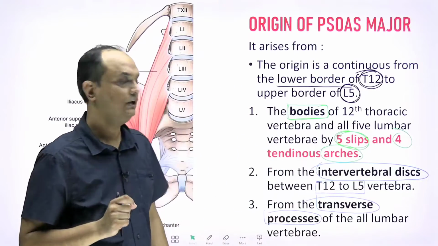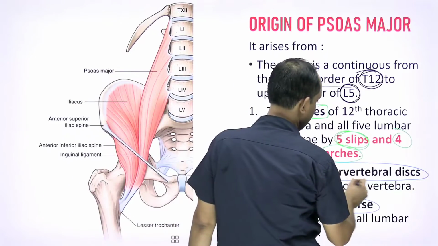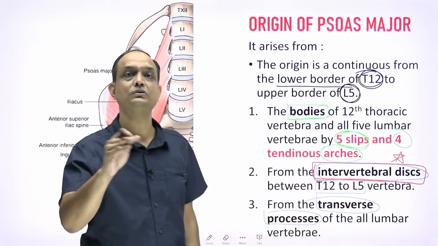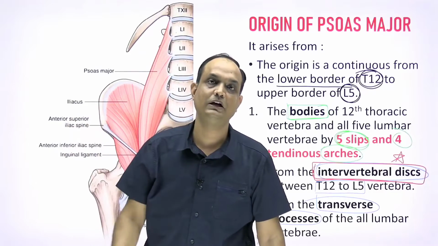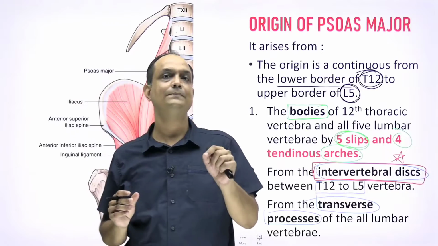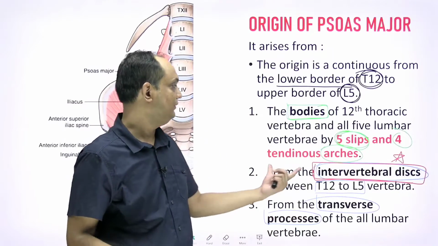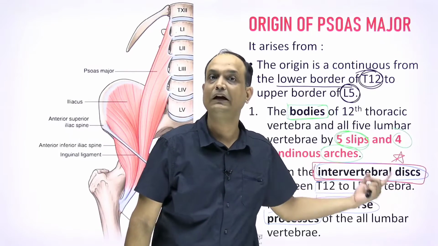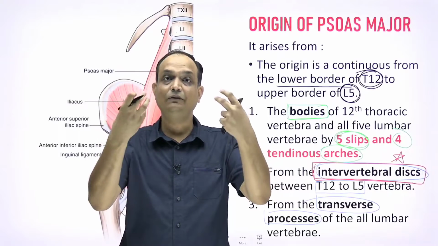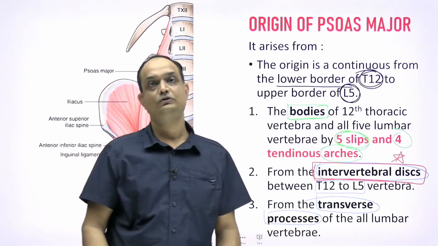Now my dear friends, you cannot forget this word. What is that word? Intervertebral disc. Why? Because the most common applied aspect of the psoas major muscle is the psoas abscess, and 90% of the time the source of the psoas abscess is tuberculosis. Tuberculosis generally affects the intervertebral disc, and the infection of this disc enters into the muscle and accumulates in the lower part of the muscle. This is known as psoas abscess.